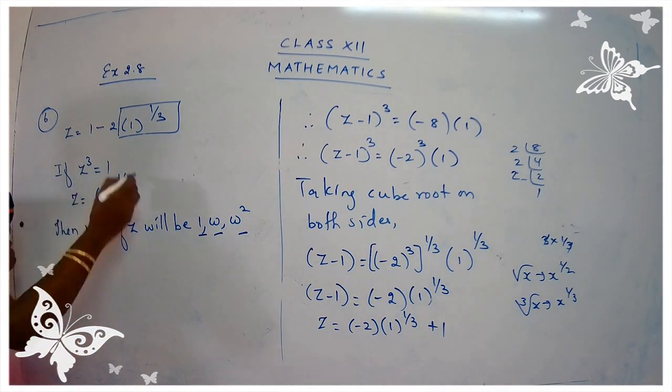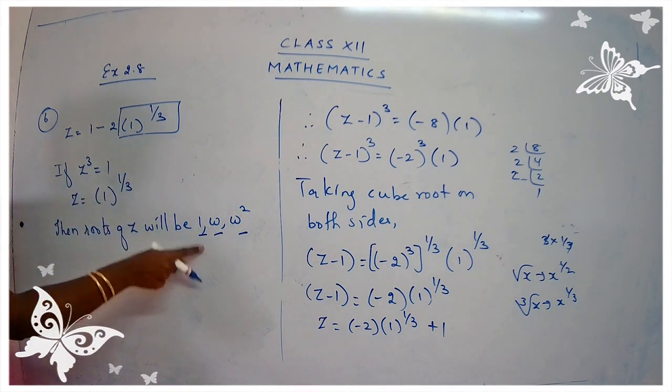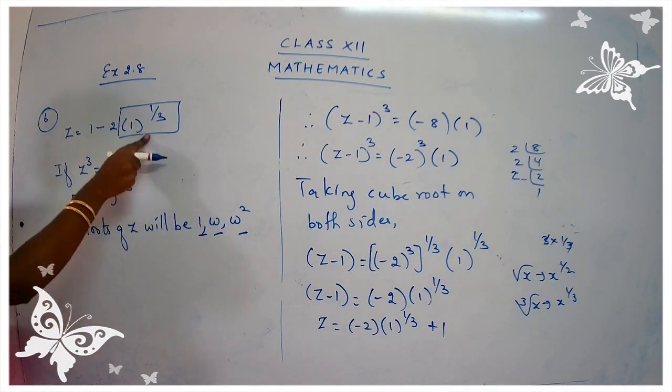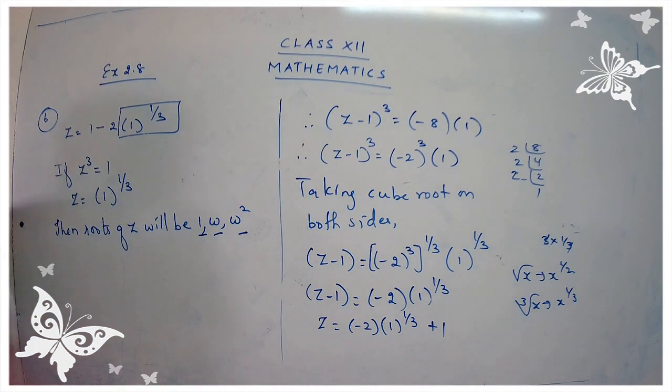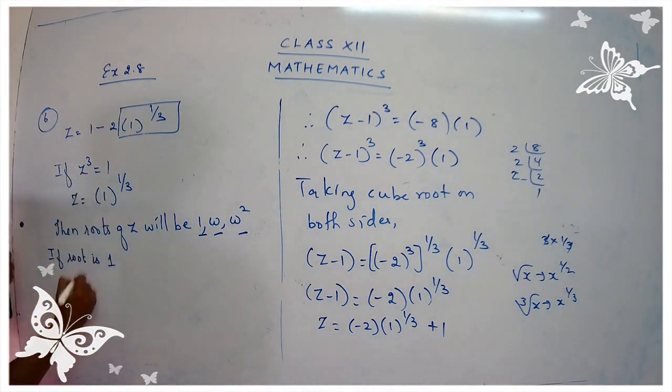So in place of 1 raised to 1 by 3, we are going to substitute the values 1, omega and omega square. Shall we proceed to the steps, children? Let's start with the work. I'll write down: if root is 1, z is equal to 1 minus 2.